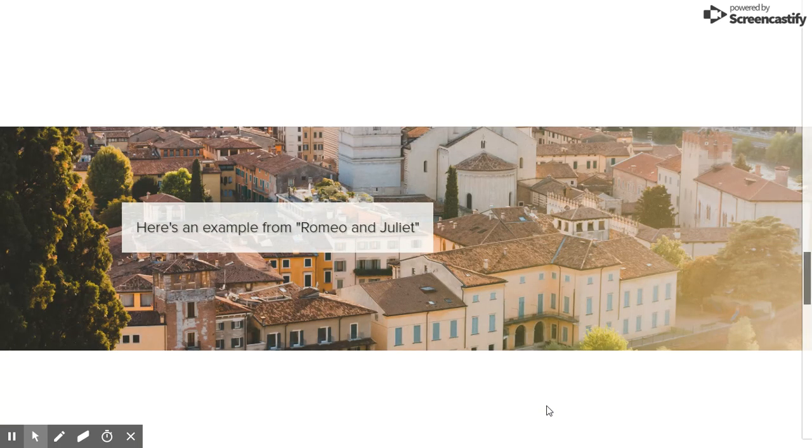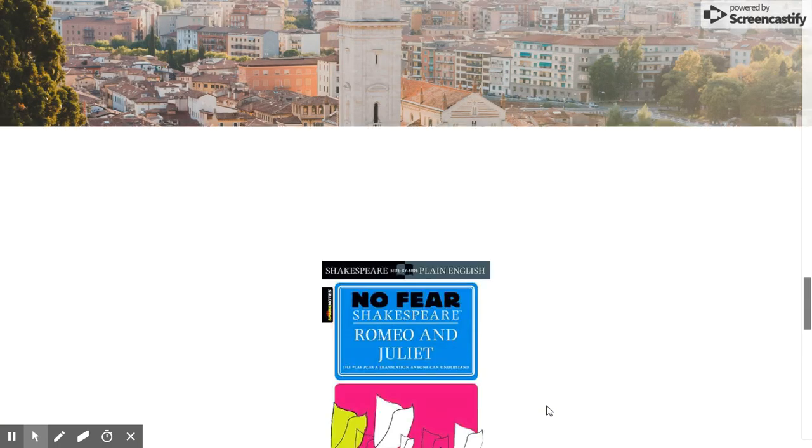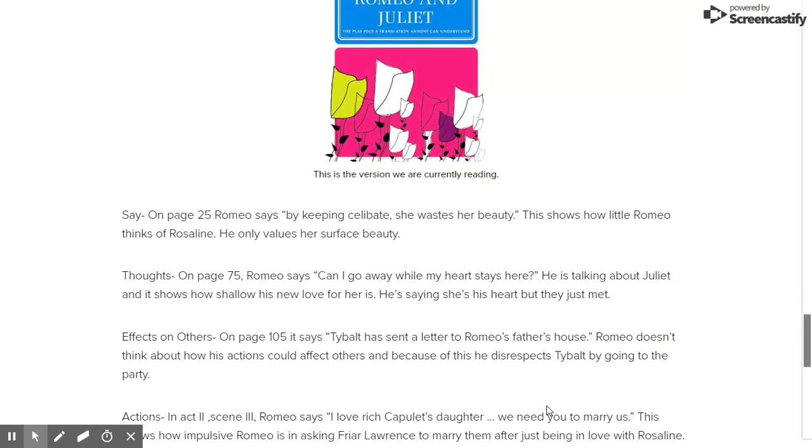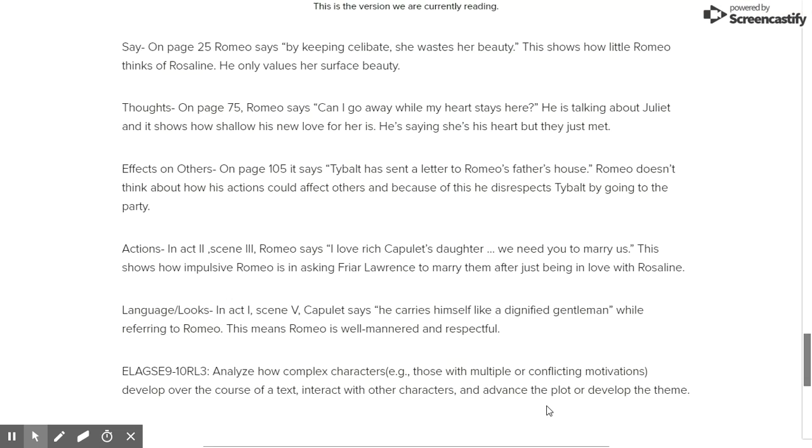And we are using Romeo and Juliet for that example. This is the version of Romeo and Juliet that we are currently reading. We are reading the modern side, or the plain English side. And here's what my STEEL method would look like.